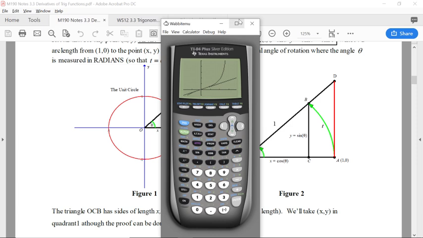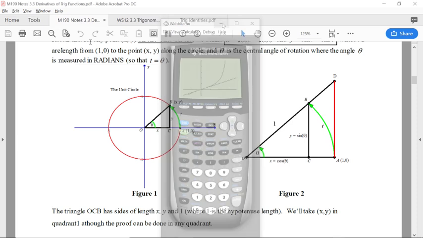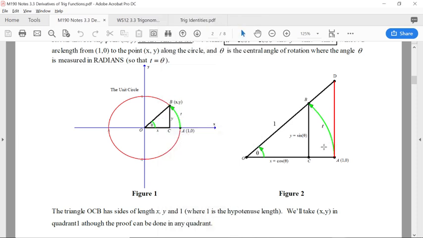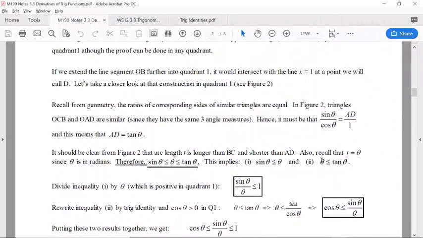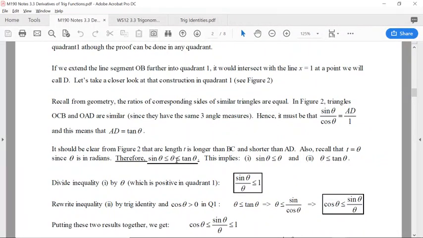So anytime we're in quadrant 1, the length of this side is always going to be more than this curve right here. Okay, so this construction establishes that the sine of theta is less than or equal to theta, which is less than or equal to the tangent of theta. And let's pick it up there symbolically down here. Here's the conclusion. This is two inequalities that we can then look at.